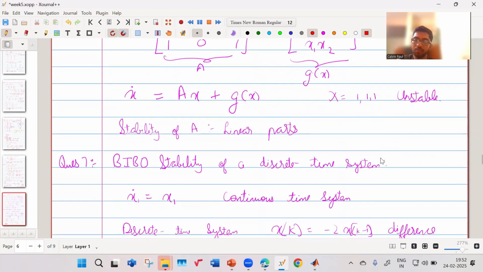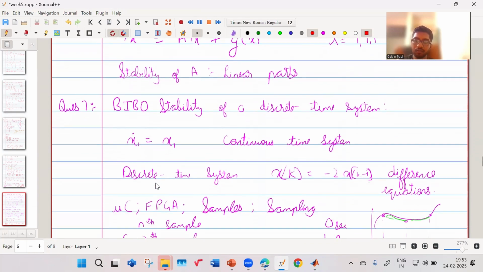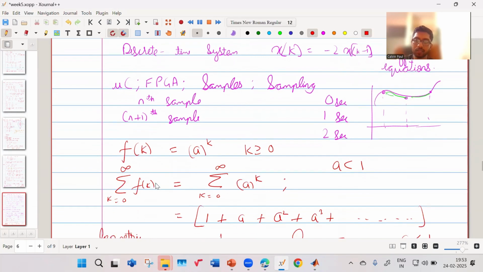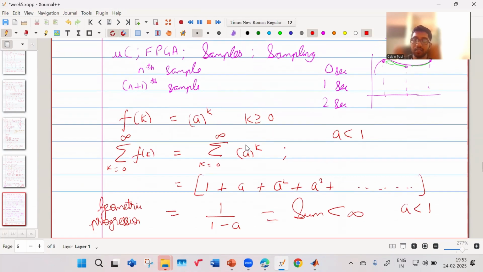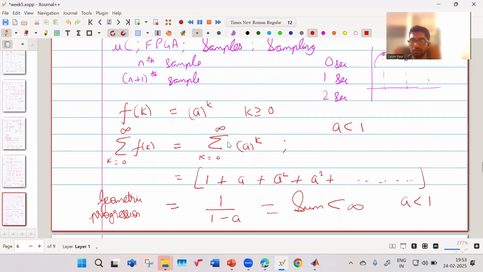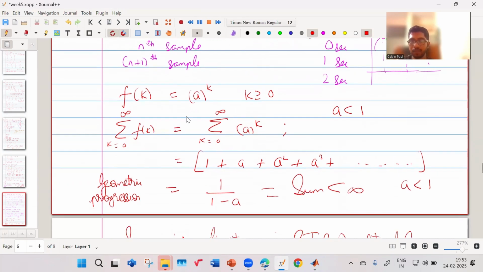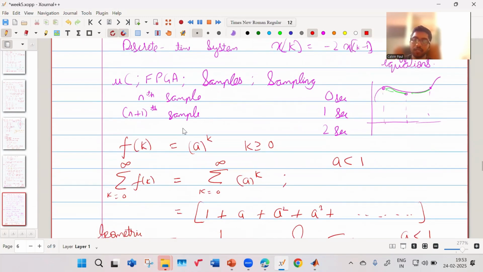Then we consider a case for the BIBO stability of a discrete time system. We have considered the case f of k equal to a raised to k, and a is less than 1. If a is greater than 1, then it will be unstable. But if a is less than 1, then we do the summation. What we are doing is finding the BIBO stability, so we are finding the sum of the impulse response. In continuous time, it will be the integration of the impulse response.